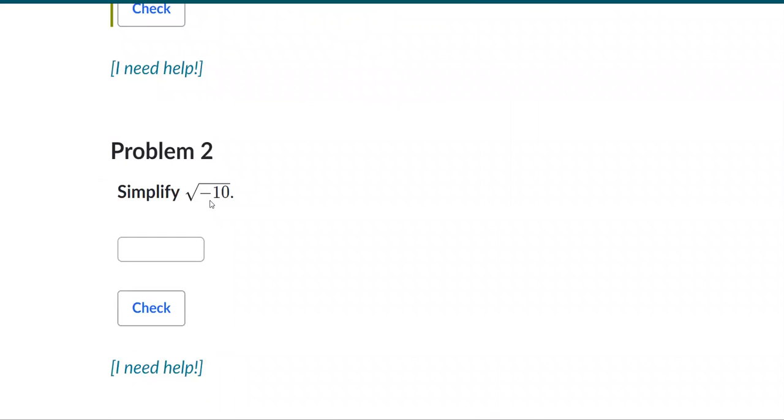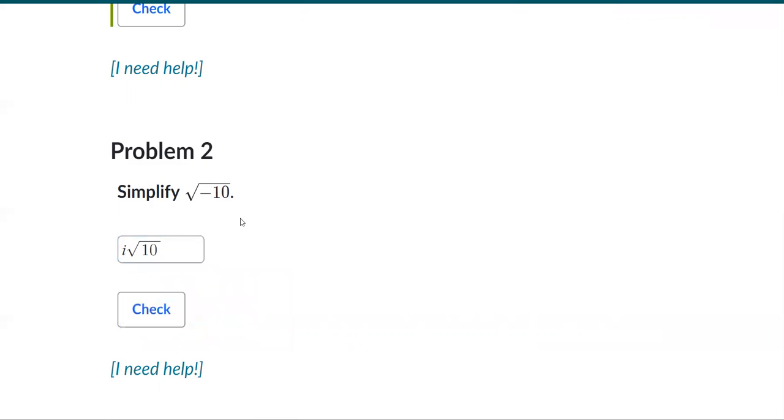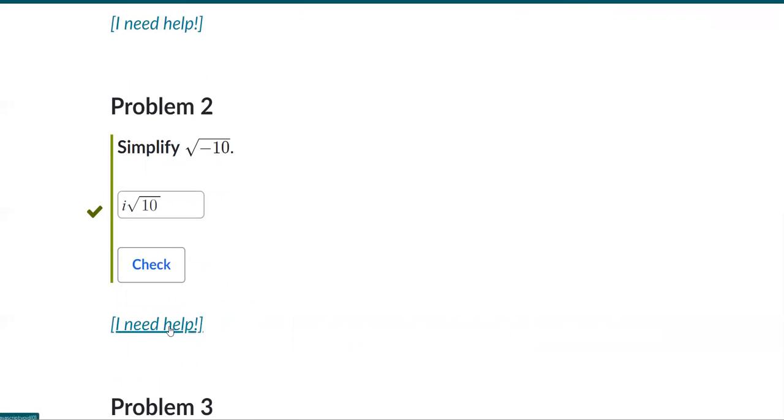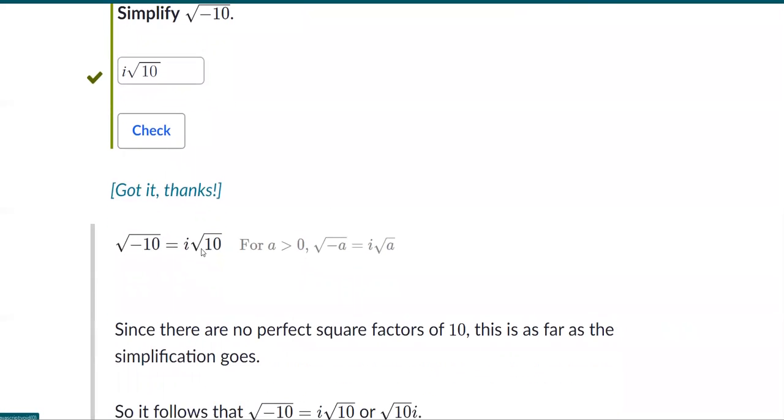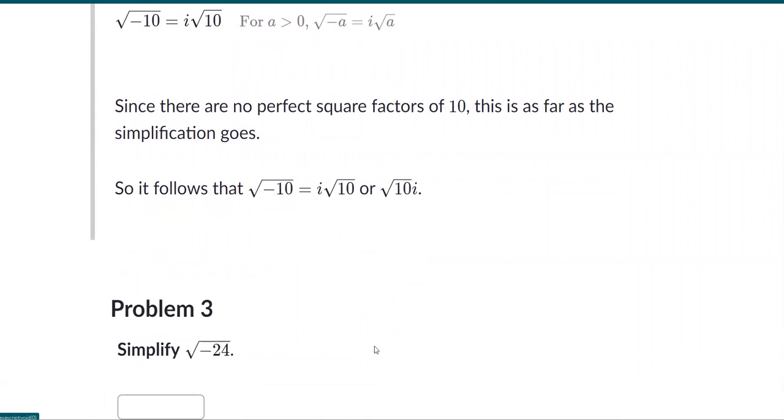Number 2, the root of negative 10, this negative will just be i. Can I simplify root 10? And the answer is no. 10 is just 2 times 5. I don't have 2 of the same factor multiplied together underneath the radical. I don't have a perfect square number that evenly divides 10. So the best I can do with this is i root 10 or root 10 times i. Let's see how they wrote it. So they wrote i root 10 there or root 10i. They actually have both answers there.